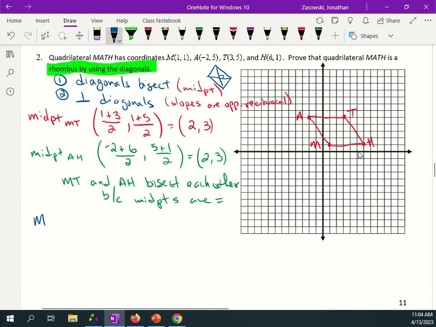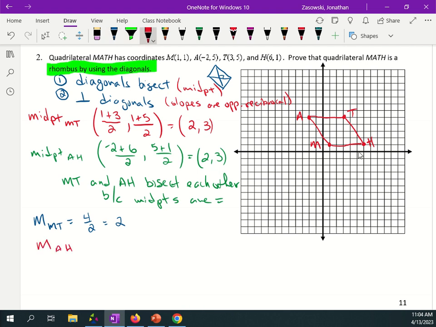So we're going to do the slope of the first diagonal. Since we did MT last time, let's just stick with that. So the slope of MT, and you could just count the rise and run. How do you get from M to T? We have to go up 4 and over, careful, 2. So 4 over 2, and I would reduce this as much as possible, which makes it equal to 2. And then the slope of the other diagonal would be AH.